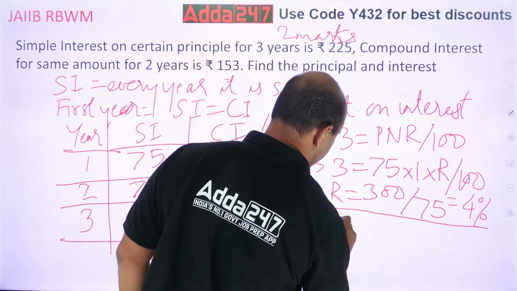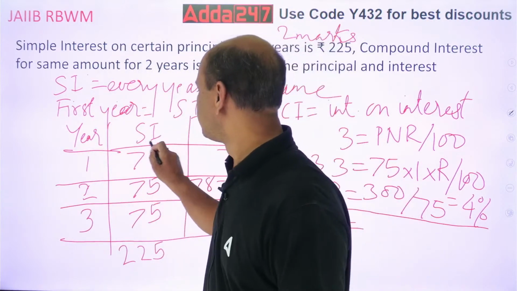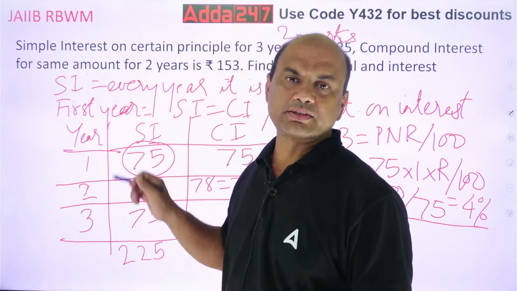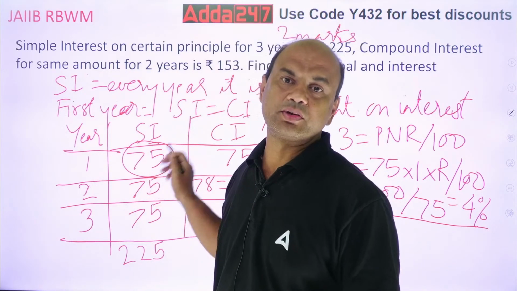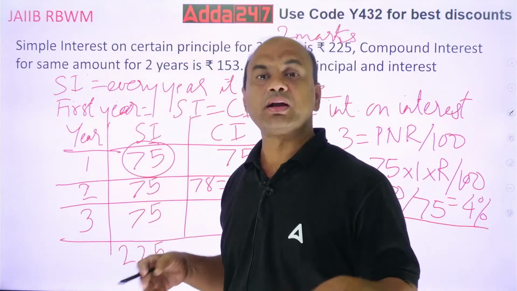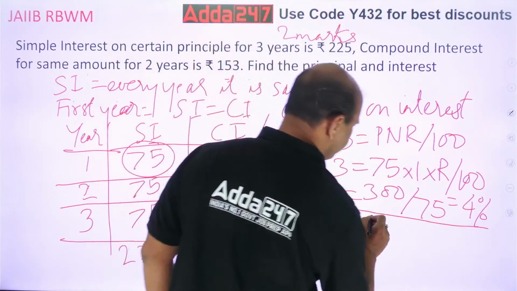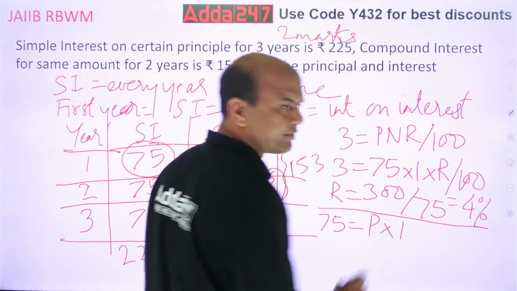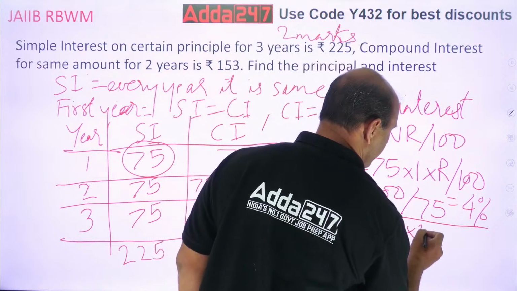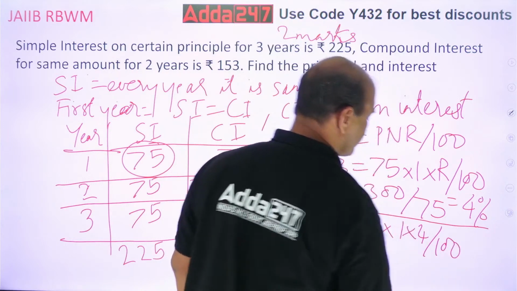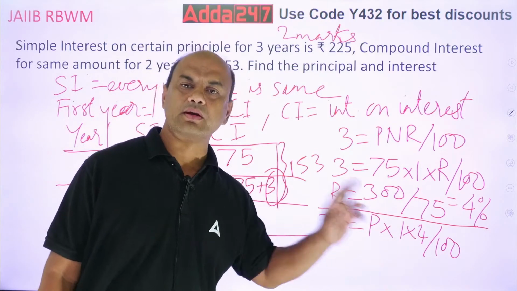75 equals to 75. What is this 75? This 75 is the interest for the first year. How did I get this 75 rupees interest? I invested something for 1 year and then I got 75. Clear? So what is that something? That I don't know. Let's keep it like that only. So P into N for 1 year, 1 into R. R you got as 4%, 4 upon 100. Getting this? P into 1 into 4 upon 100.